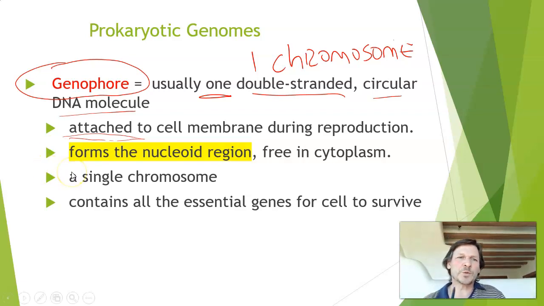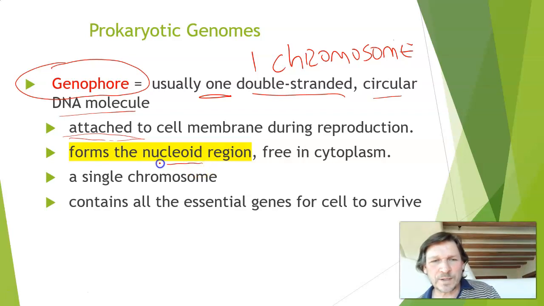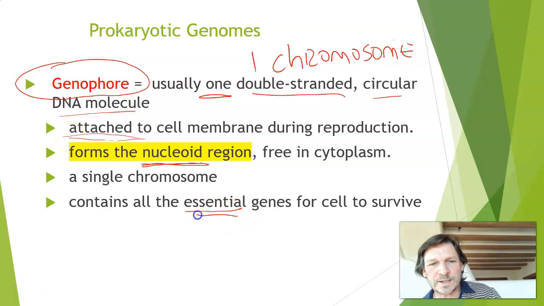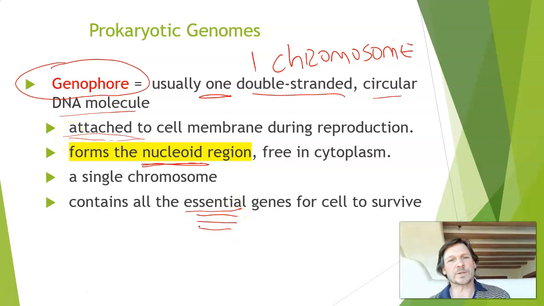There are two terms that are used back and forth, and for us they're kind of synonymous, but they're not. The nucleoid is the region inside the cell where the single chromosome spends its time. The genophore is the DNA in the chromosome, right? So they're kind of interchangeable. We're talking about the same thing, but one specifically is the DNA, and that would be the genophore, right? And again, it contains all of the essential genes for the cell to survive. So what makes that species?